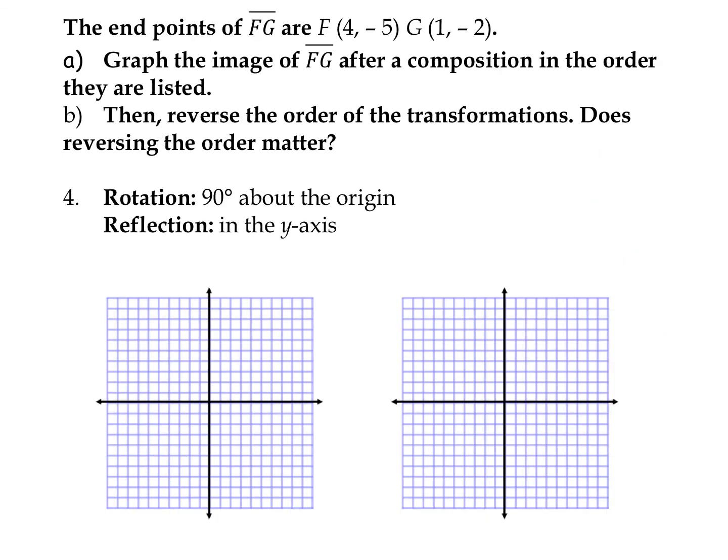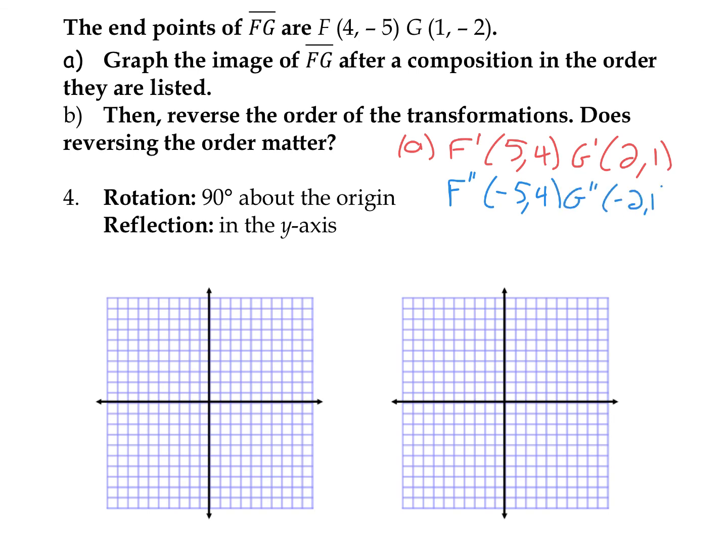All right, let's do one other here. We're going to take the segment FG, and we're going to do the composition, and we can reverse the order again. So in this case, we're going to do a rotation 90 degrees. For part A, we just have 2 points. F prime, 90-degree rotation, is going to be 5, 4, and G prime is going to be at 2, 1. Switch them and switch the sign of the new x coordinate. Then F double prime, a reflection across the y-axis, would be -5, 4, and G double prime would be at -2, 1.